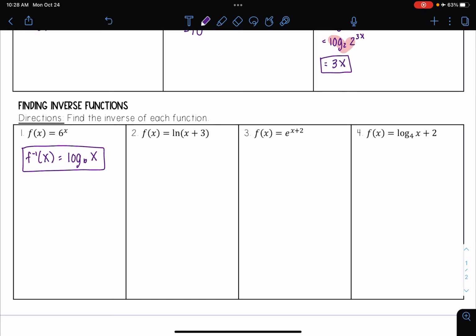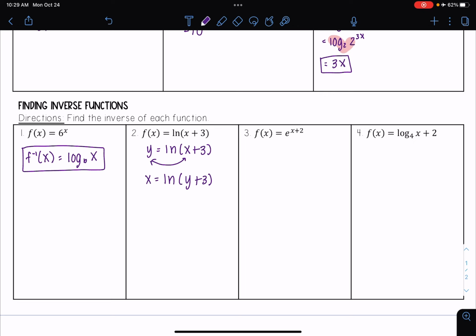Okay, now number two is a little bit more work. So I have f of x is equal to the natural log of x plus 3. So I have that x plus 3 in there, so I can't automatically just say it is this. I'm going to have to do a little bit more work. So we're going to do what we did in a previous unit when we were finding inverses. First, I'm going to rewrite this to be y is equal to the natural log of x plus 3. And then to find the inverse, I need to have x and y switch places. And so I have x is equal to the natural log of y plus 3. And now I need to solve for y.